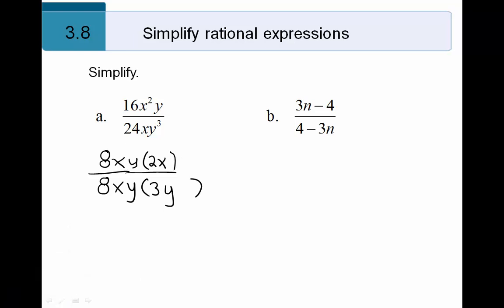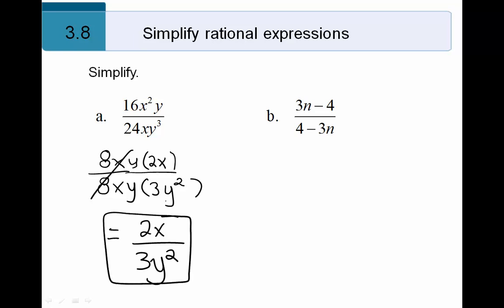So now looking at my denominator, I factored an 8xy out. So 8 times 3 is 24. I factored my x. y times y squared is y cubed. Okay, so 8xy divided by 8xy is 1. So I can remove that common factor, and I am left remaining 2x over 3y squared. So I've reduced the fraction. I've simplified it. Okay?